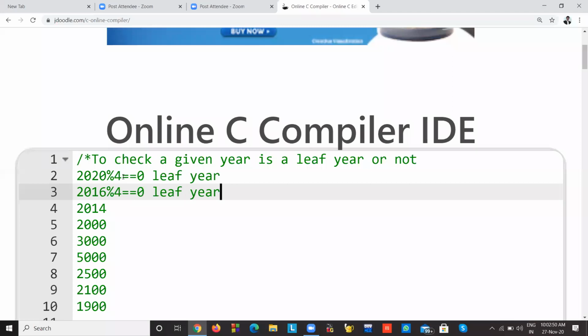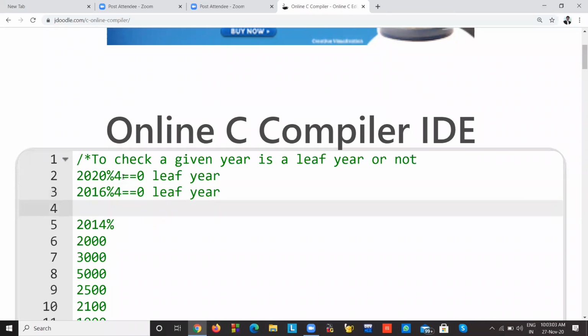In which year did you join BTech? You joined in 2017, right? Now 2017 is a non-century year. Divide with 4. Whether the remainder is equal to 0 or not? No, the remainder is not 0, the remainder is equal to 1. So therefore it is not a leap year.